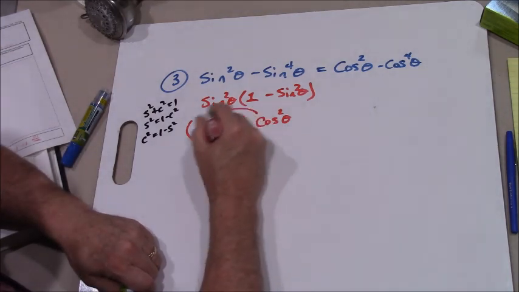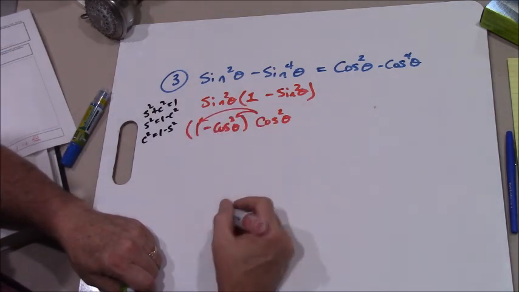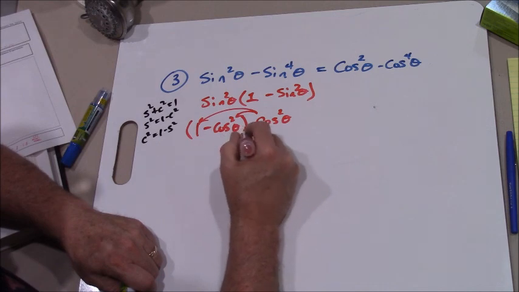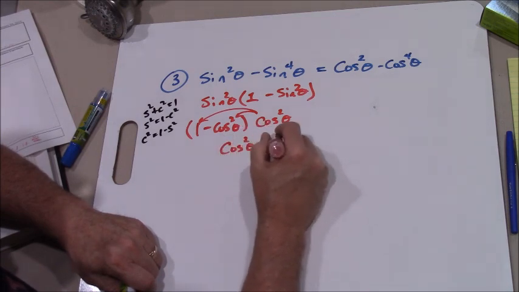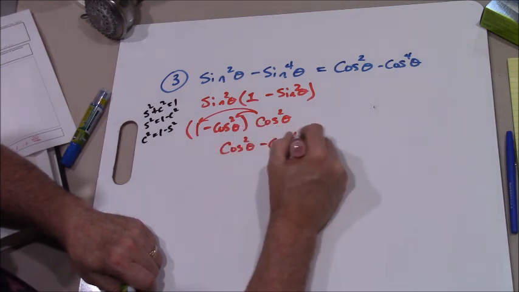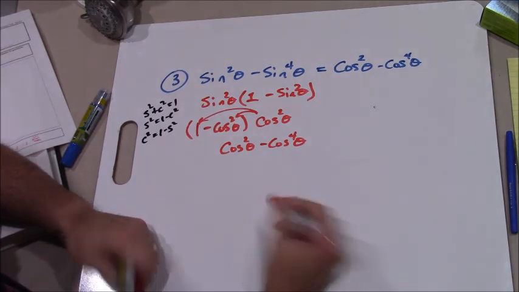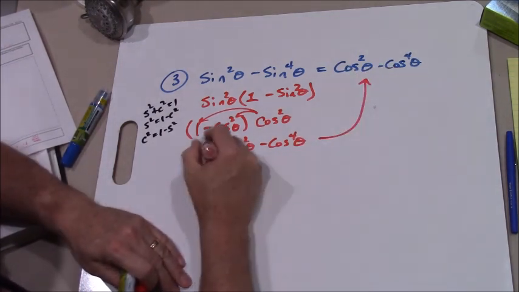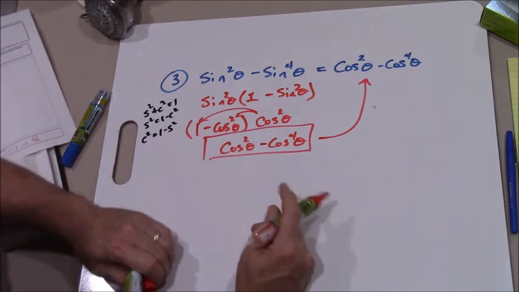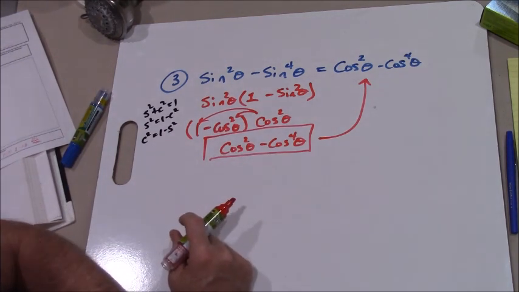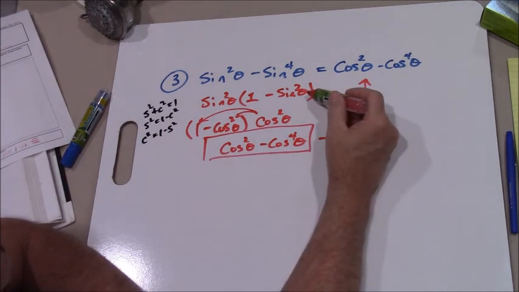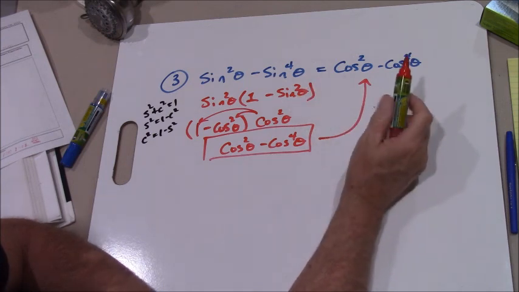And so now I just have to distribute that. And what I get is cosine squared theta minus cosine to the 4th of theta. And that's it. There we go. We're done. So that looked like it might be a difficult problem, but really it wasn't bad at all. We just had to think factor and then use our Pythagorean identities.